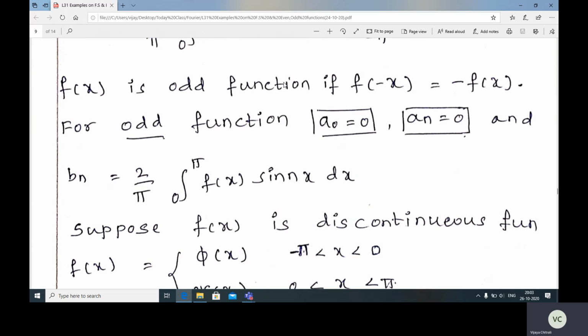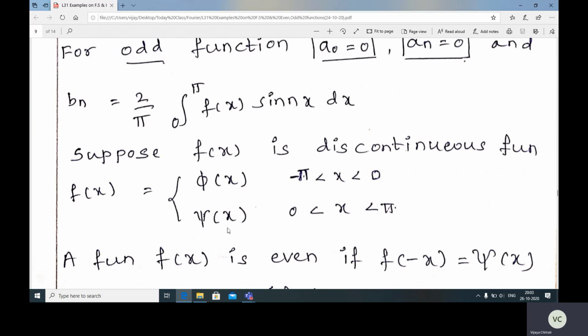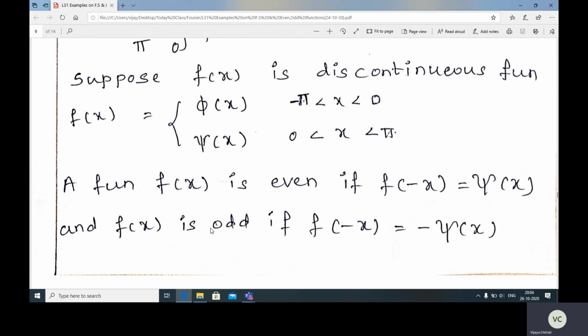Now suppose f of x is a discontinuous function. We have discussed the continuous case. If it is a discontinuous function, the function is divided into two sub-functions in the intervals minus pi to 0 and 0 to pi. Take phi of x and psi of x. In phi of x, if you substitute x is equal to minus x and you get psi of x, it is an even function; if you get minus psi of x, it is an odd function. So this will be the concept. In the next class, we'll discuss again even and odd functions in the interval 0 to 2 pi, and also once again the interval minus pi to pi.